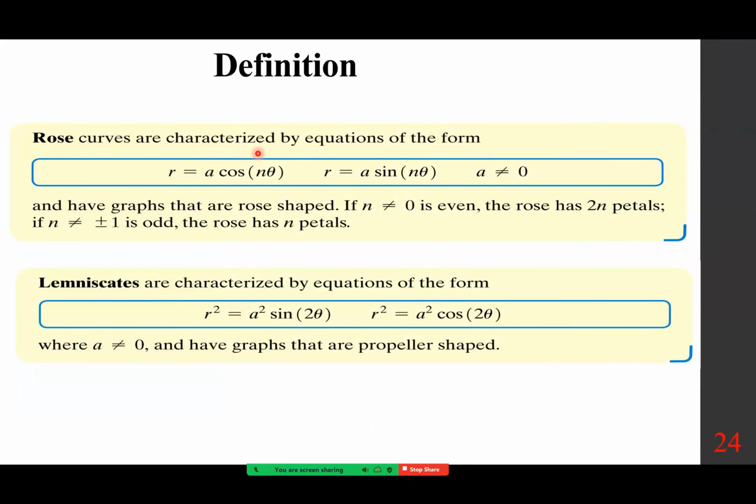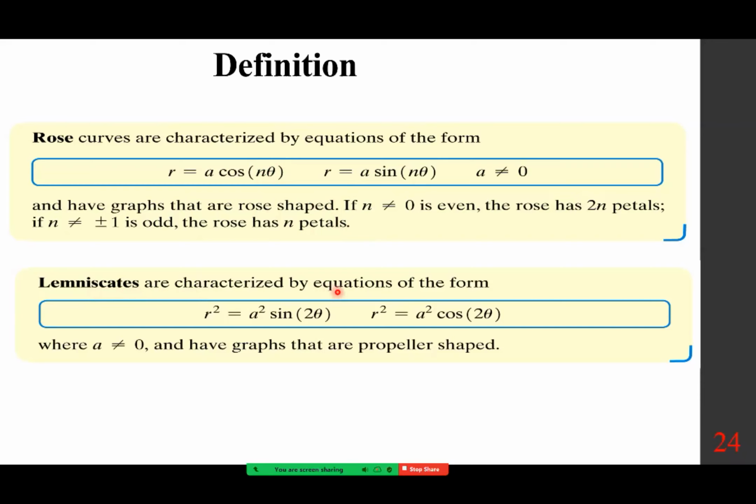Now, I want to give you the general idea. Rose curves are characterized by equations of the form r equals a cosine n theta, r equals a sine n theta, where a is not 0, and have graphs that are rose graphs. If n is even, the rose has 2 times n petals, and if n is odd, with n not equal to plus or minus 1, the rose has n petals. So if it's odd, n petals. If it's even, 2 times that.